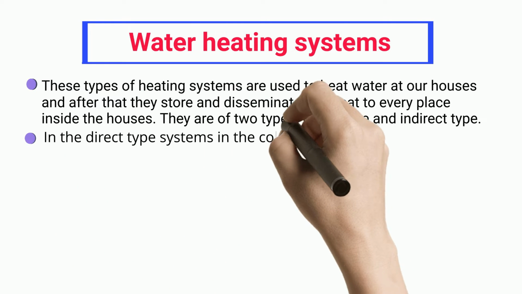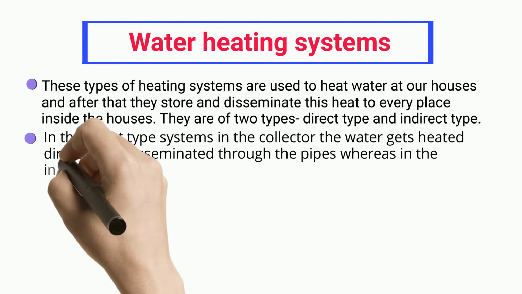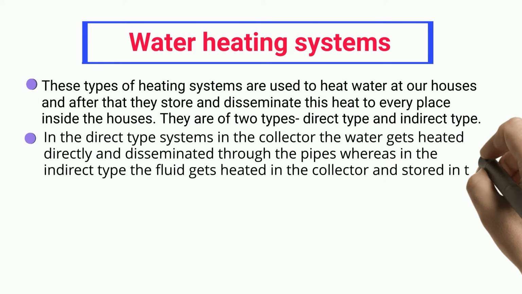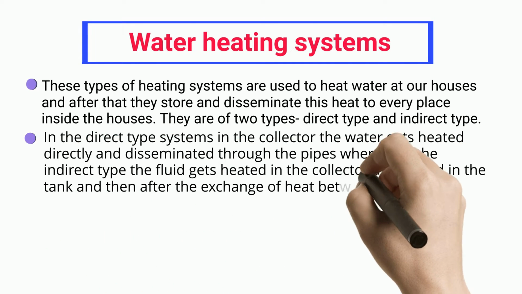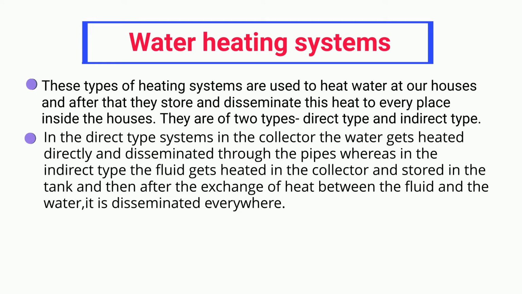In the direct type systems, in the collector, the water gets heated directly and disseminated through the pipes, whereas in the indirect type, the fluid gets heated in the collector and stored in the tank, and then, after the exchange of heat between the fluid and the water, it is disseminated everywhere.